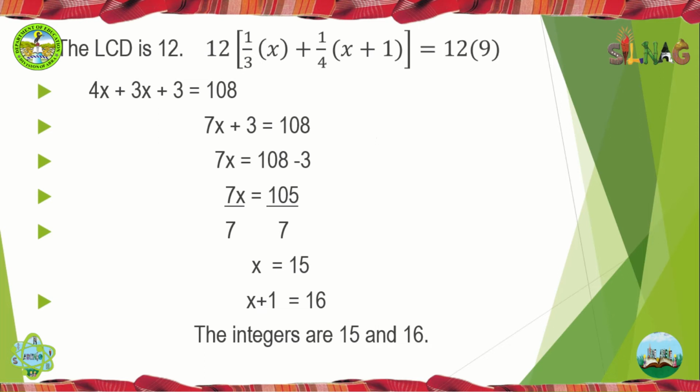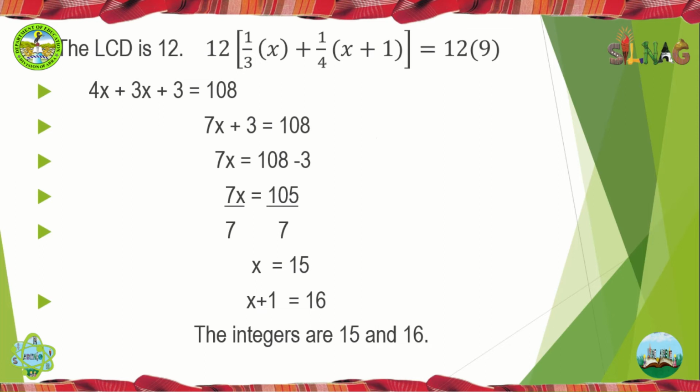Then we transpose 3 to the right, so it is changed to negative 3. So we have now 7x is equal to 108 minus 3. 108 minus 3 is 105. Then to solve for the value of x, we divide the two sides of the equation by the numerical coefficient of 7x, which is 7. 7 divided by 7 is 1 times x is x. 105 divided by 7 is 15. So x now is equal to 15, which is the first integer.